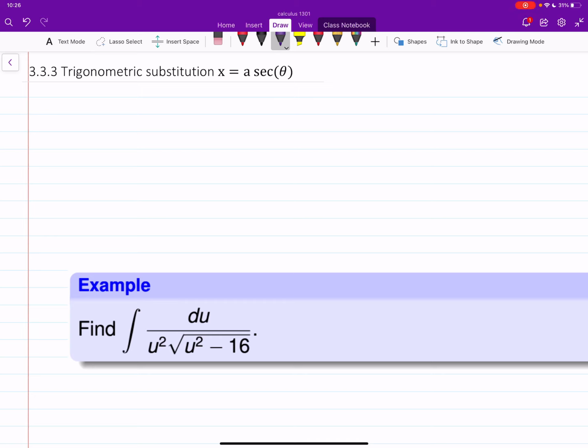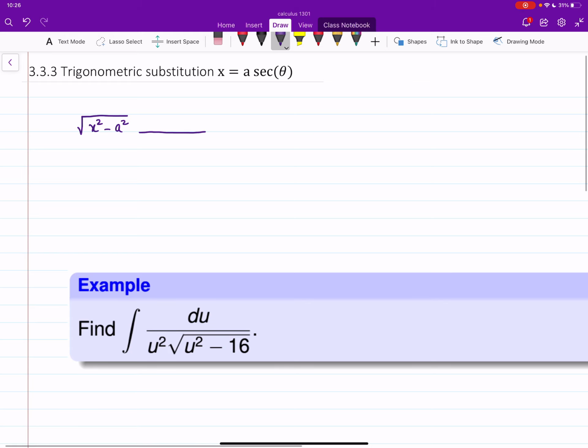Hello everyone. In this video, we will cover another trigonometric substitution, x equals a secant theta, and we will do some examples for that substitution. This substitution works when your integral has a term like x squared minus a constant squared, or you can turn it into this form.